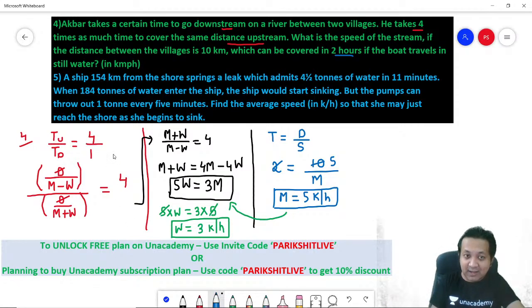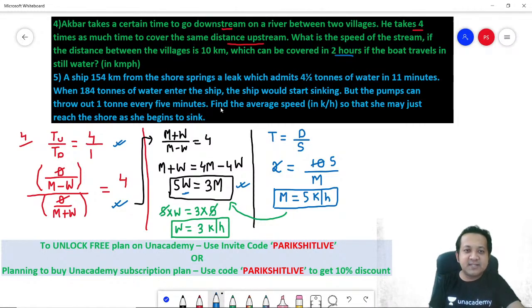Initially, I took the ratio of time upstream divided by time downstream, which is 4. Next, what did I do? Then you find out the ratio, right? So, moment you find out the ratio, you get 5w is equal to 3m. Correct? Now they say, what is the speed of the stream? So basically they're asking you to find out the value of w.